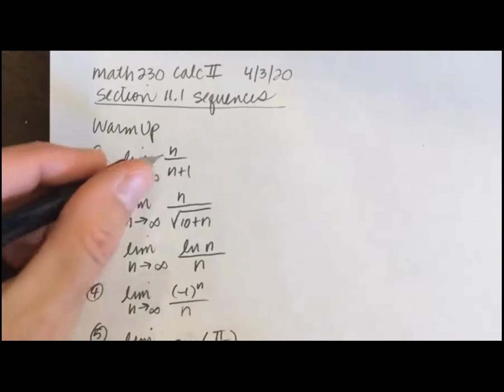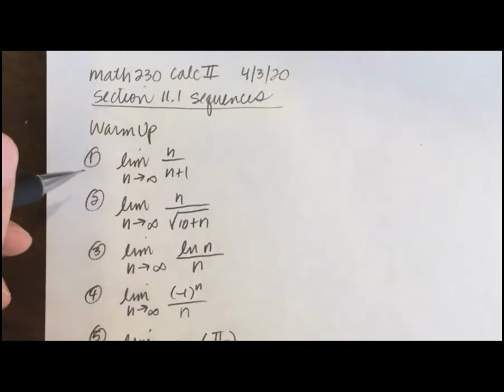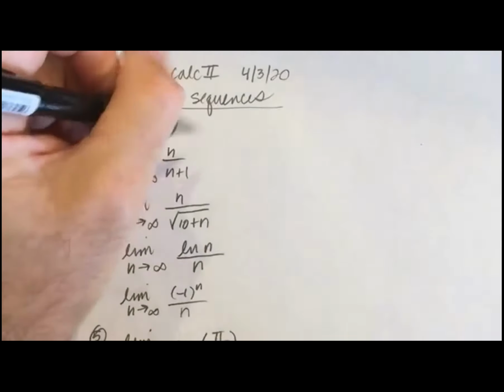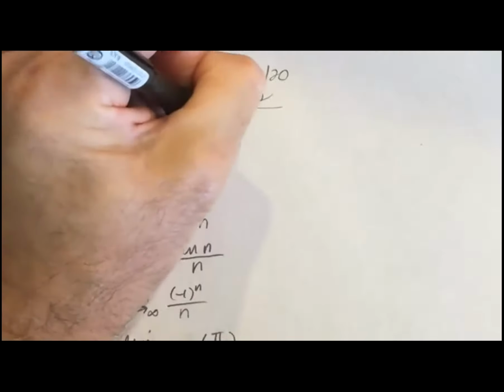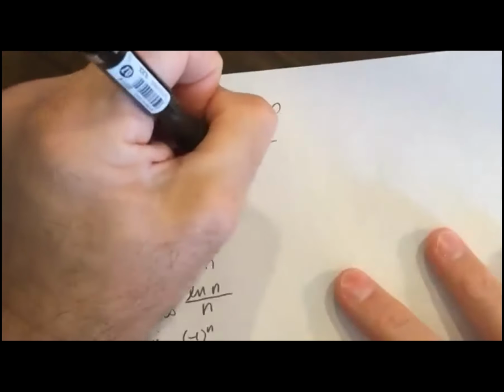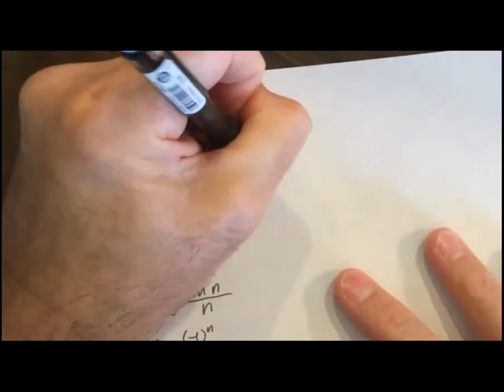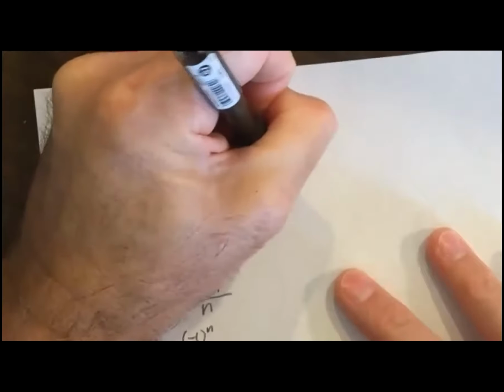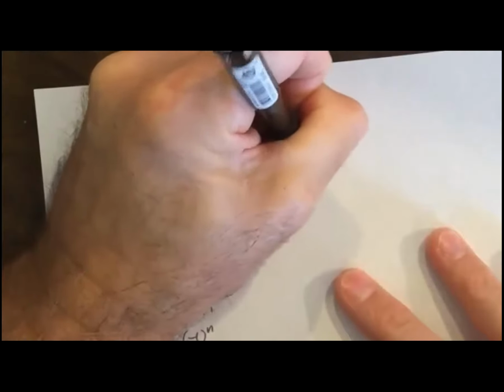So to do that, I might take a look at these and just try a few numbers. So I'm going to stick some in, and I'm going to say, well, if I stick in 1, I get 1 over 2. And if I stick in 2, I get 2 over 3. So I get 1/2, right? And then I get 2/3, and then I get 3/4, and then I get 4/5.